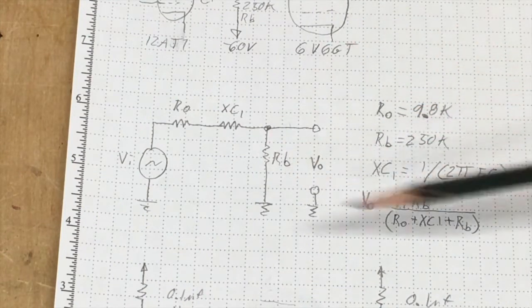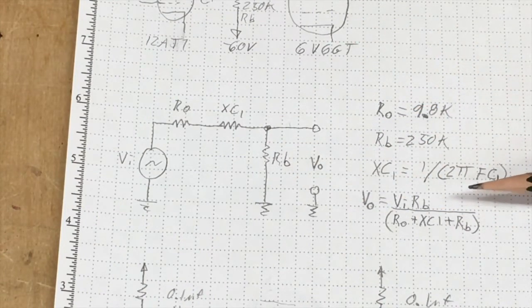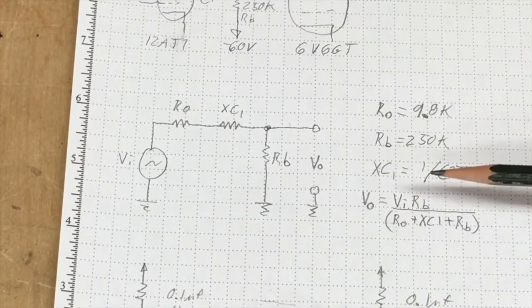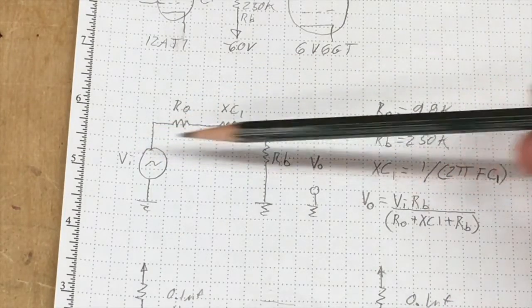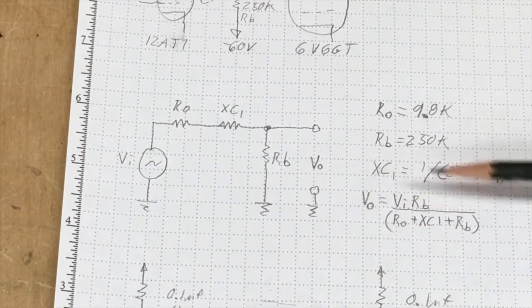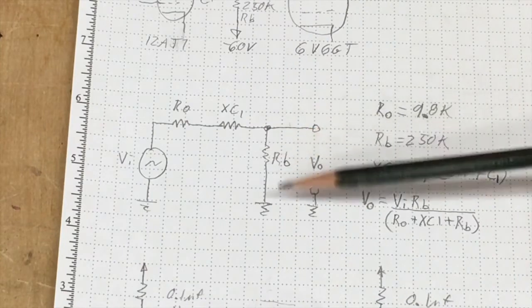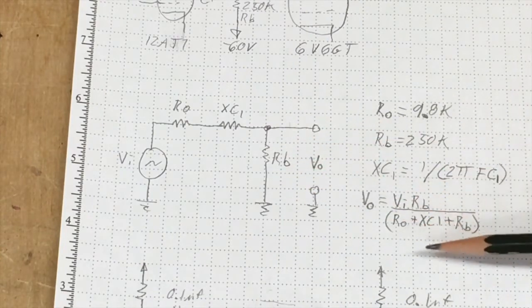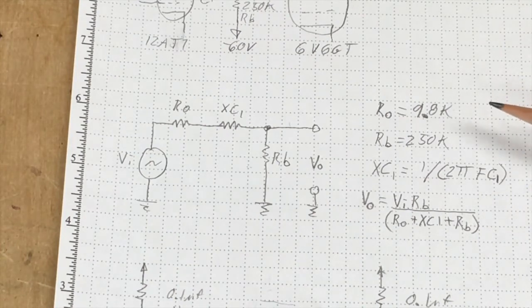Now, once we have all this, we can write a relationship between the input voltage and the output voltage, and it's right here. The output voltage is equal to the input voltage times RB divided by RO plus the impedance of C1 plus RB. It's pretty straightforward. And if we wanted to do some AC analysis of that, we could.